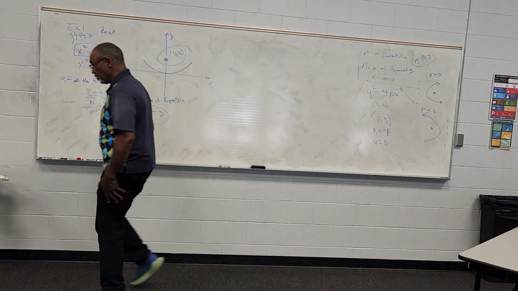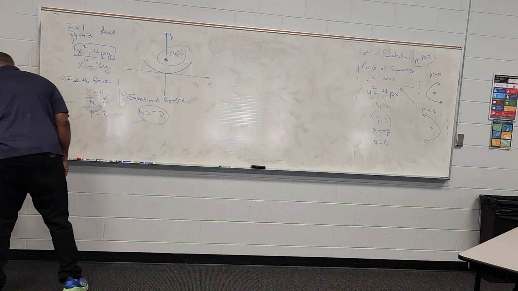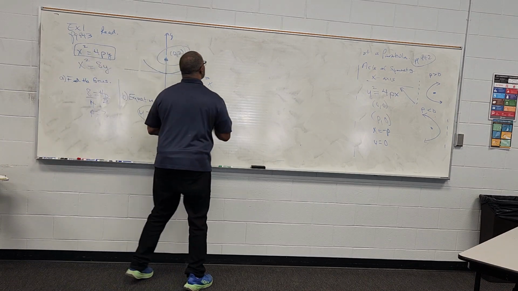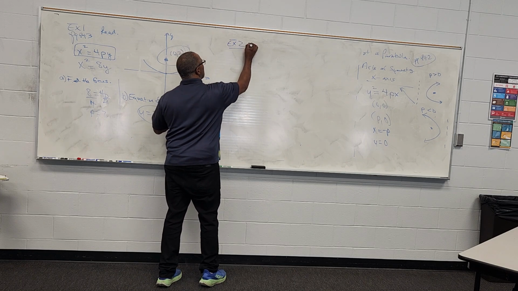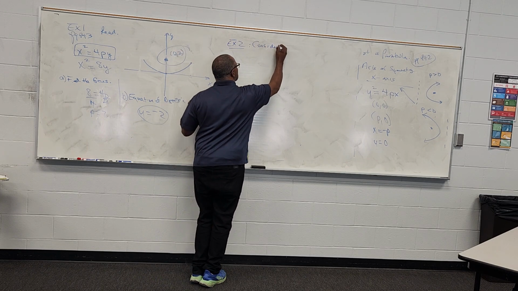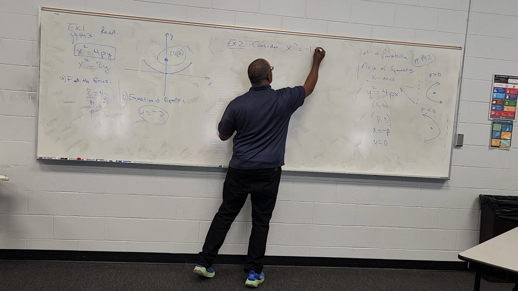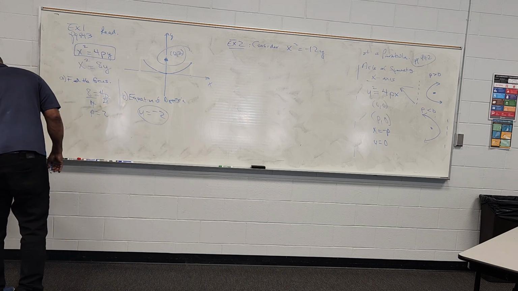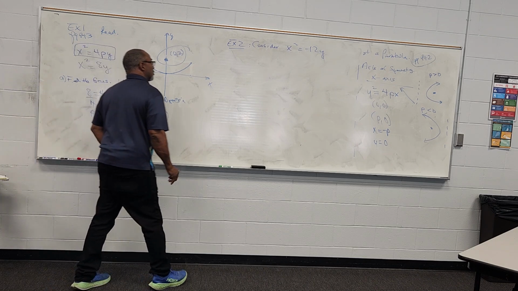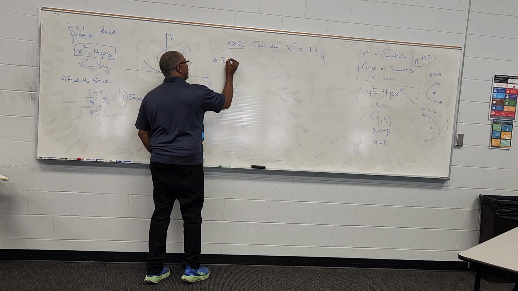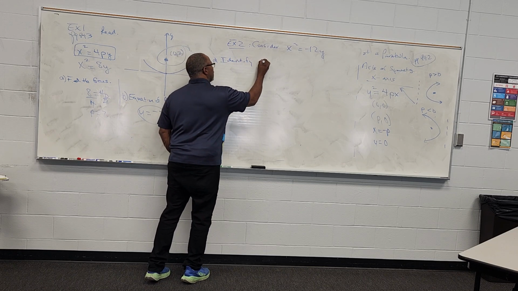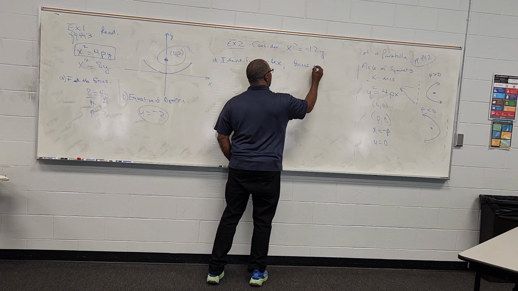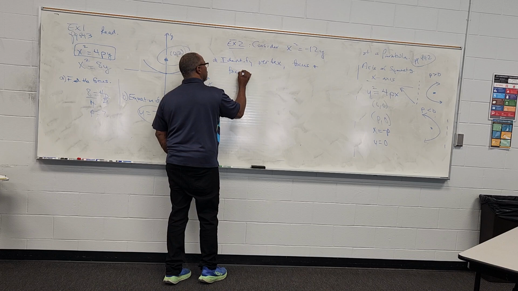Parabola. We're looking at example 2. Graph x squared equals negative 12y. So example 2, consider x squared equals negative 12y. Part A says identify the vertex, the focus, and focal diameter.